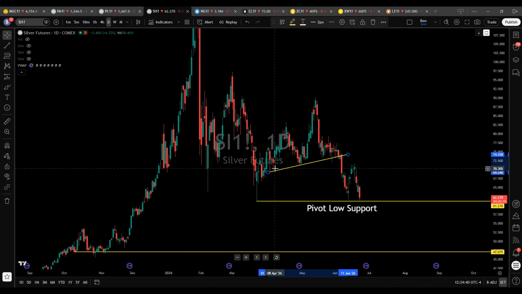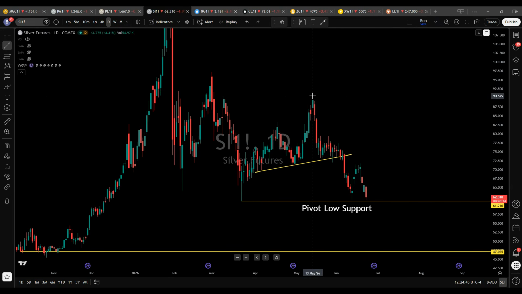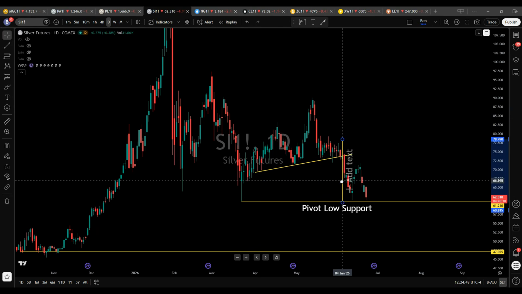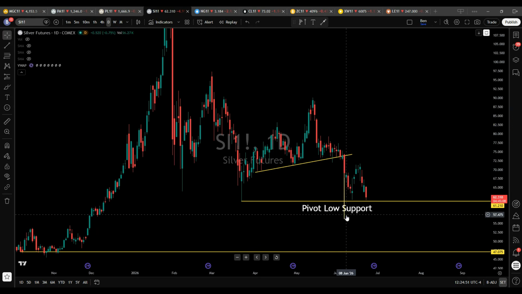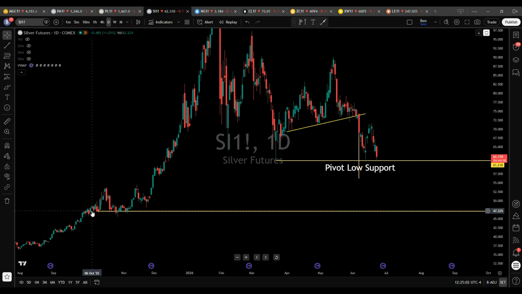So what we're going to do is create this neckline right here. Take the apex of this head, drop it straight down, and from the breaking point, silver has a measured move all the way down to about 56.26 an ounce. And that's on the SL1 chart. If it does break below that level, look at this low pivot support right here at 47.075.